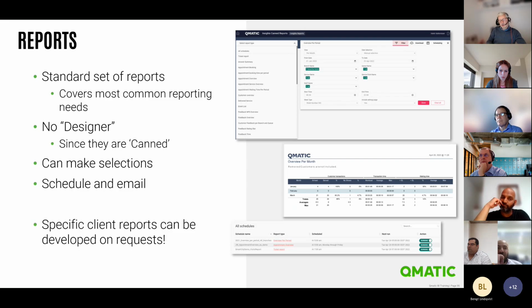So which dimensions and metrics does it show? That is not possible in this. It's a so-called canned report functionality. So we as Qmatic designed that page. That's how it looks. But of course, you can filter in that. So the report is the report, but if I want to see it for last month, I can make the selection last month. Or if I want to see it for only one branch, I can make the selection one branch. But that's where it stops. So you can make selections, as you call it.